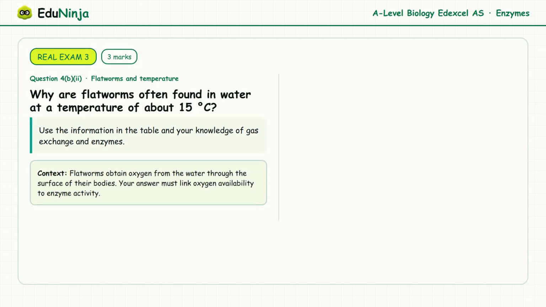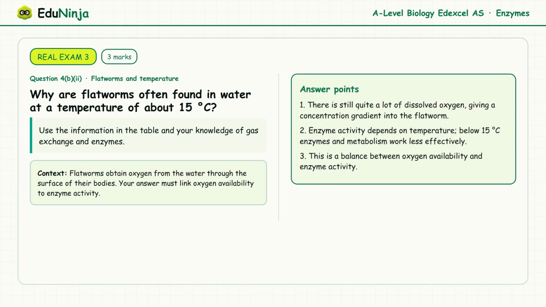Enzyme activity also depends on temperature. Below 15 degrees, enzymes and metabolism work less effectively, so the animal would have less energy for life processes. Putting those ideas together, 15 degrees is a balance between oxygen availability and enzyme activity.